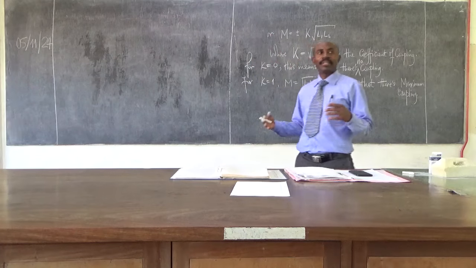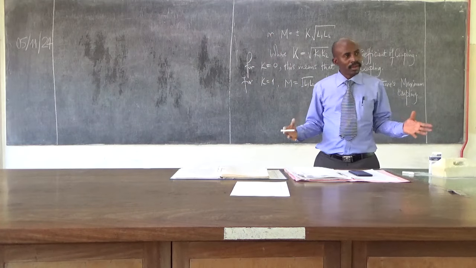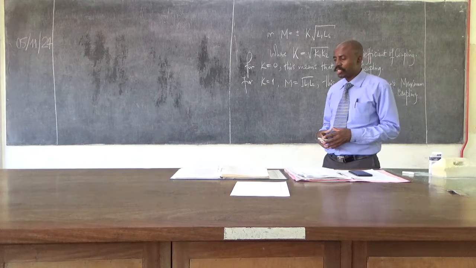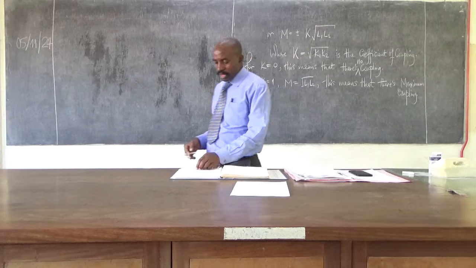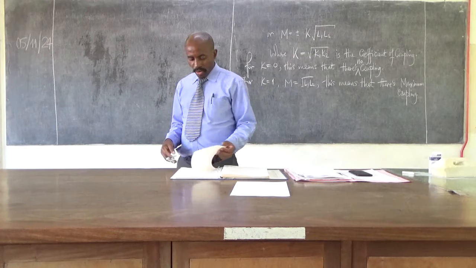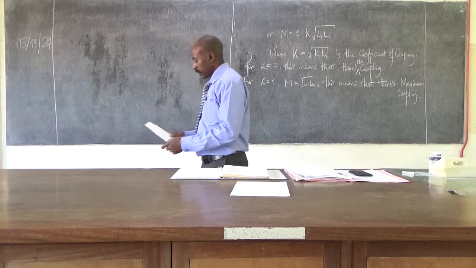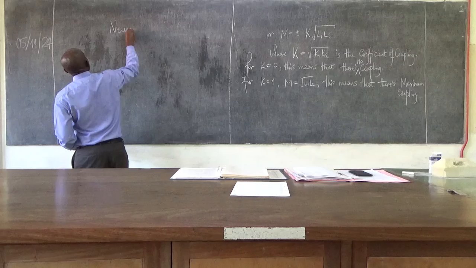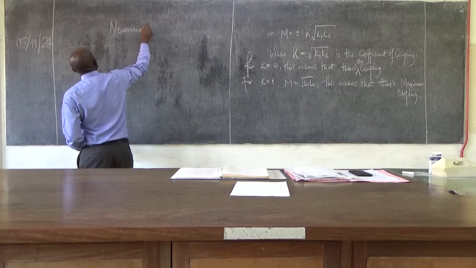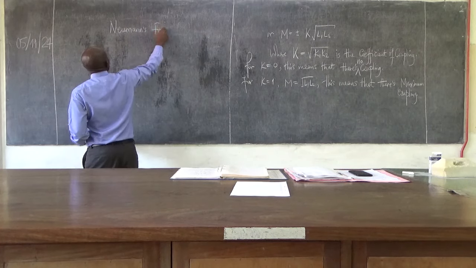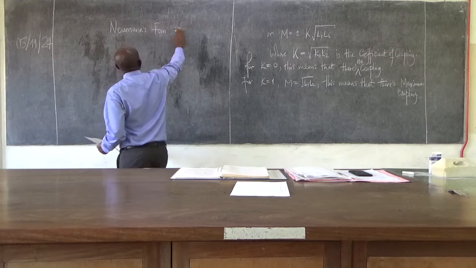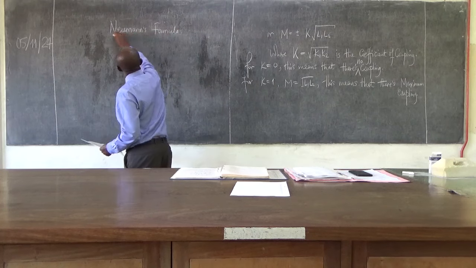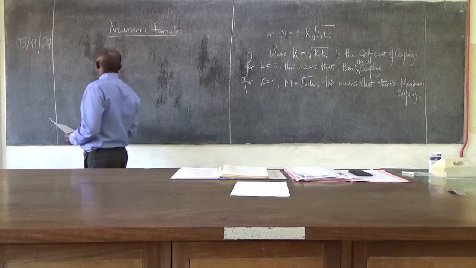Okay, so we now want to see how these two coils are coupling, how they are able to communicate to each other. And then this was now the idea of Newman. So Newman made a formula, and Newman's formula was the beginning of cellular telephone communication.